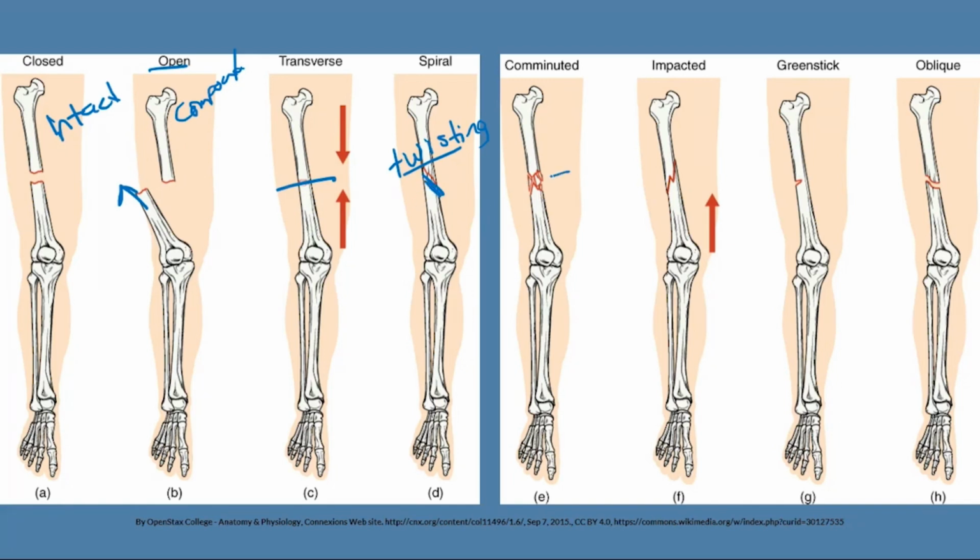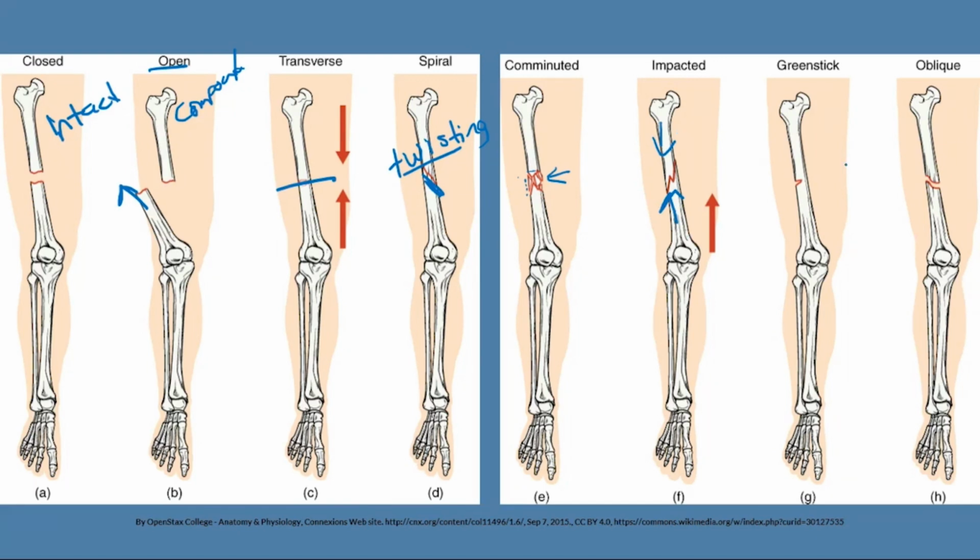Comminuted fractures is when you have little pieces of bone within the fracture between the two main pieces. This usually comes from some sort of crush injury. An impacted fracture is actually where the two ends of the bone push into each other because of a vertical impact, like jumping off of a building.